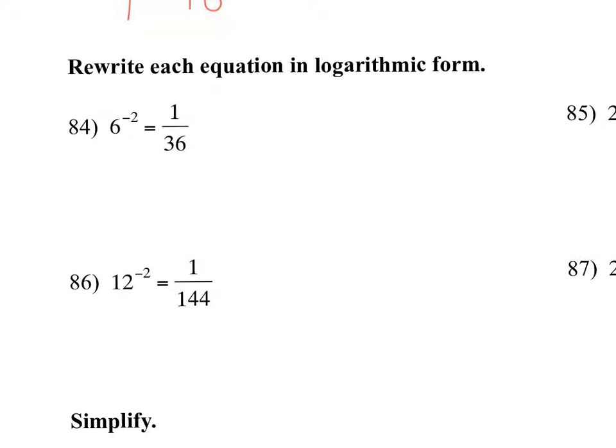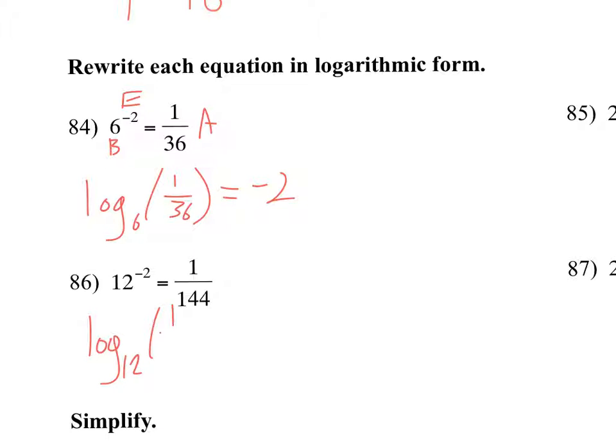Going backwards, looking at 84, we've got base, exponent, answer. It's going to be log base 6 of 1 over 36 is equal to negative 2. For number 86, we're going to have log base 12 of 1 over 144, and that's equal to negative 2.